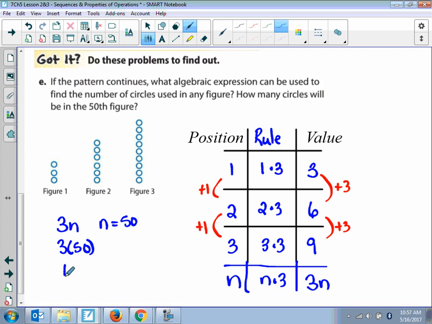And 3 times 50 is 150. So there will be 150 circles in the 50th figure.